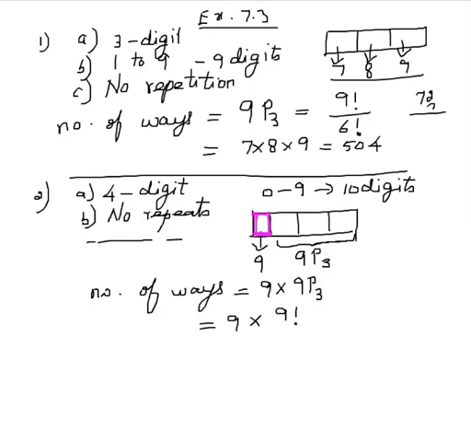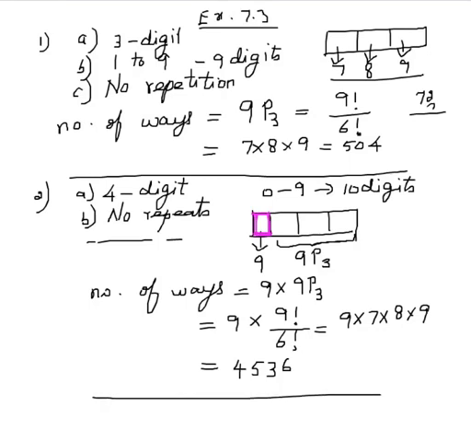9P3 is 9 factorial divided by (9 minus 3), which is 6 factorial. Cancel 6 factorial, 7, 8 and 9. The answer is 4536. We can use the fundamental principle of counting also for this question. For this position we have 9 choices, and then 1 digit has been used for this position. Then we have 9 choices here, then 8 and then 7. So we get the same answer.